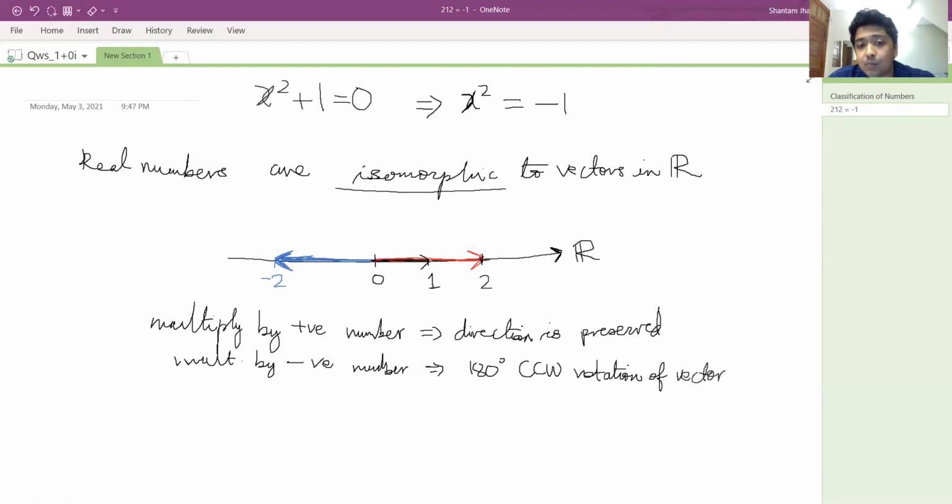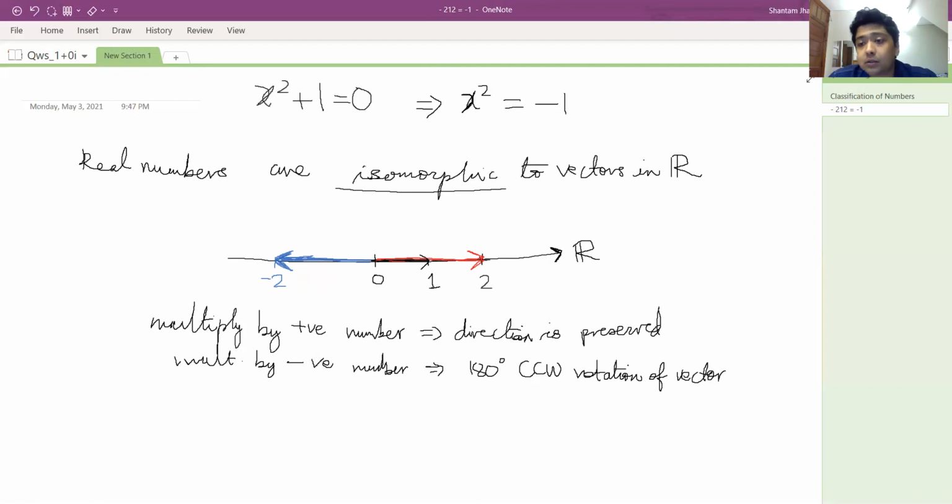What does that mean? That simply means I have changed the direction. 180 degrees, which is all the way here, counterclockwise. We started out with 1, and multiplying by a negative number changed its direction. How? 180 degrees counterclockwise rotation. All right, so that's nice.